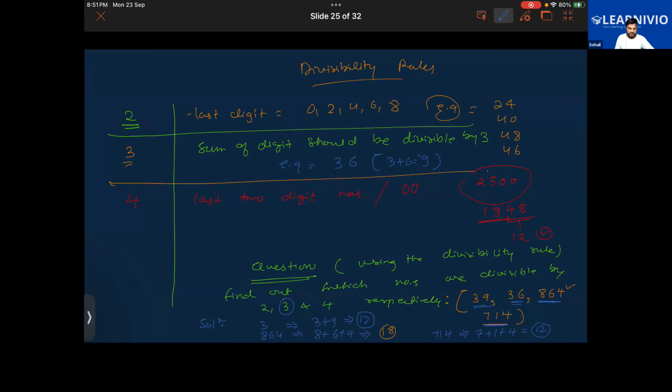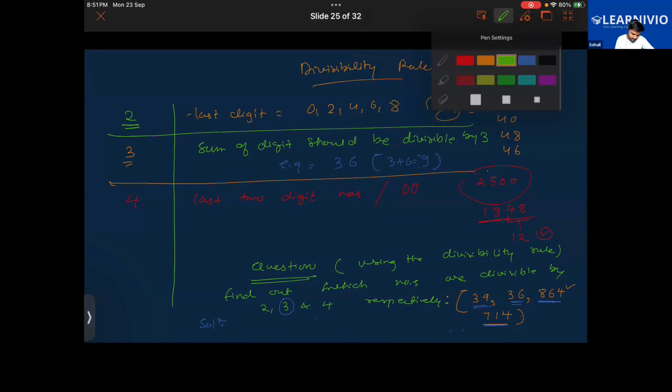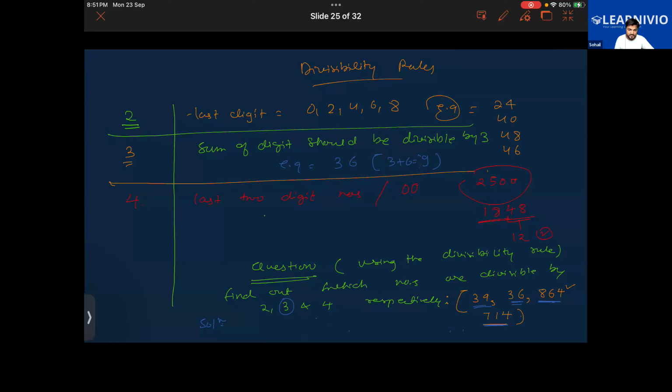Okay, now for the number 4. Quickly do this one also. What does the rule say? The last 2-digit number should be divisible by 4, or the last 2 digits should be double zeros. That's what the divisibility rule for 4 says. Like here, the last 2 digits are 48, and 48 is divisible by 4, hence the whole number is divisible by 4.